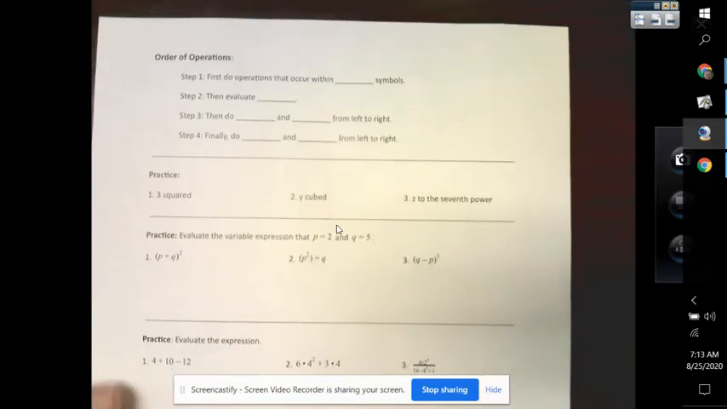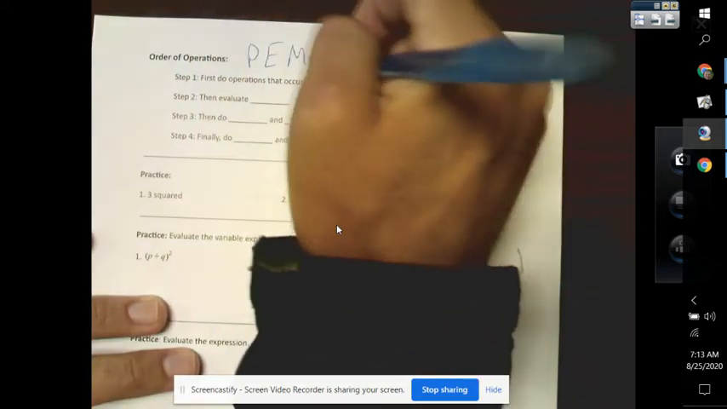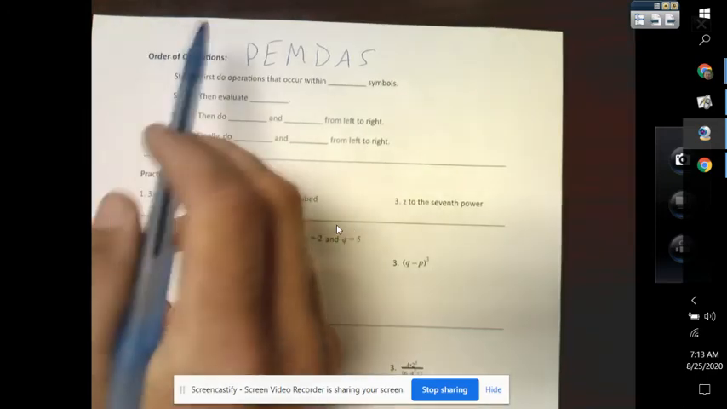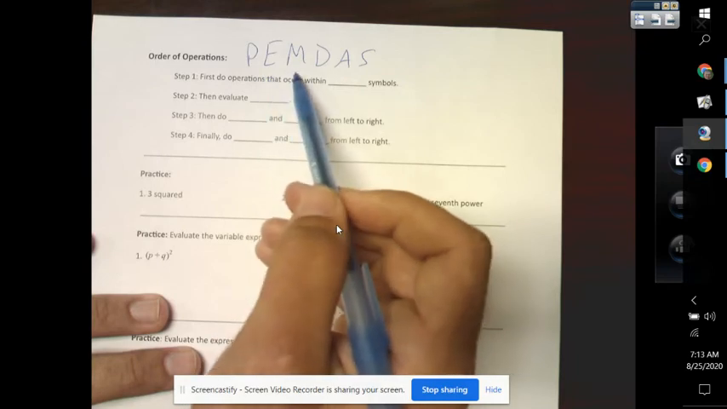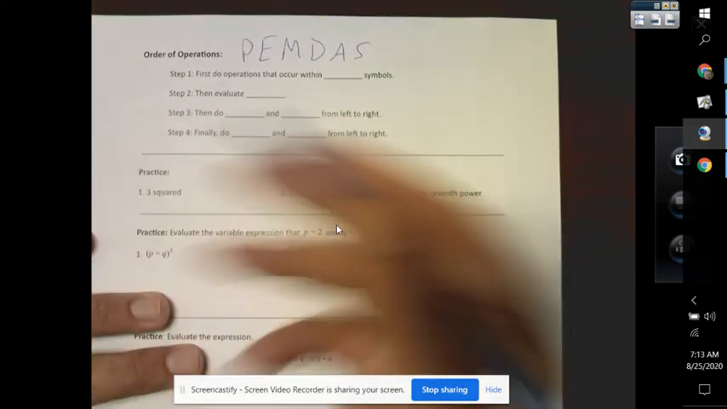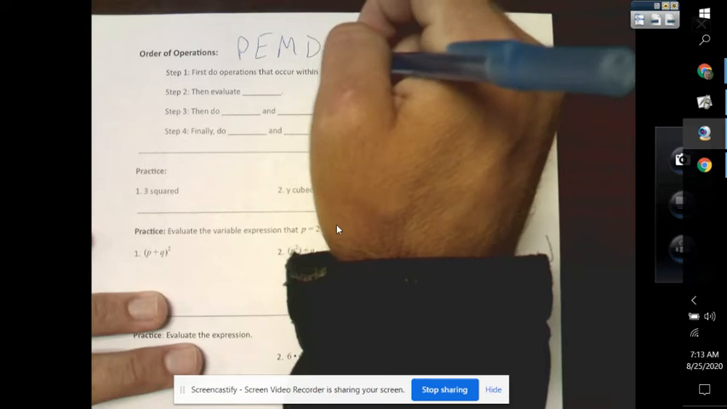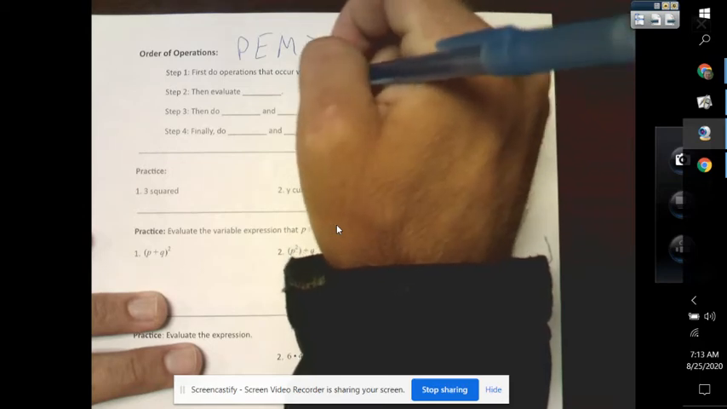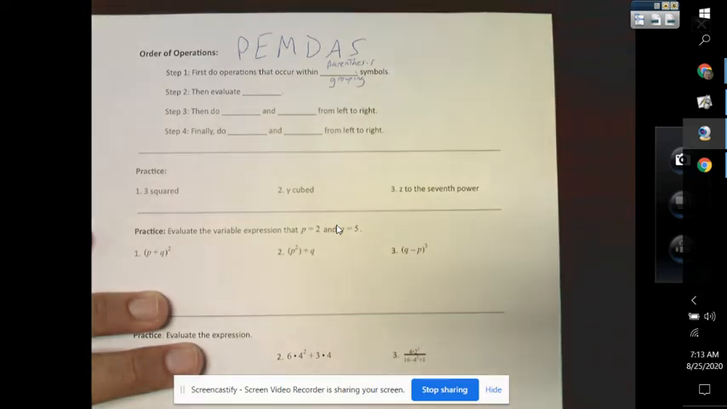On to the back. All right, order of operations. Okay, basically all you need to know is PEMDAS. You've learned this a long time ago. Please excuse my dear Aunt Sally. Parentheses, exponents, multiplication, division, addition, subtraction. So this is what this is saying here. First, do operations that occur within parentheses or grouping. I'm going to write parentheses. You could put grouping symbols here too in case they use brackets or something along those lines.